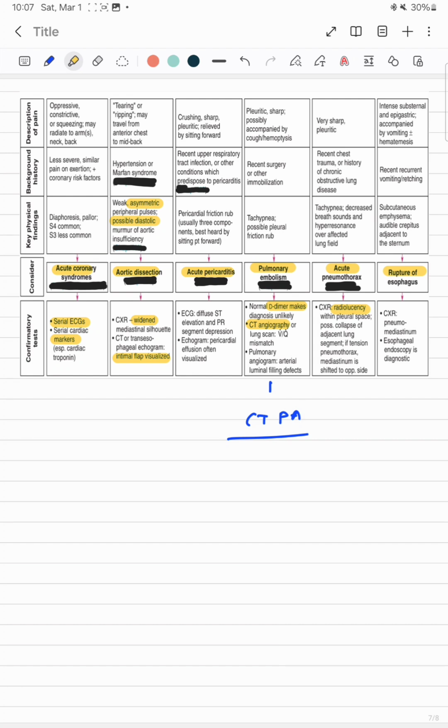The last important life-threatening cause is rupture of the esophagus. That is, the patient presents with intense substernal or epigastric pain accompanied by vomiting, hematemesis, a recent vomiting and retching history, and subcutaneous emphysema will be seen. Audible crepitus adjacent to the sternum will be heard, which can be confirmed with chest X-ray. Pneumomediastinum will be there. Esophageal endoscopy is diagnostic. This is the approach to acute chest pain that is non-traumatic.